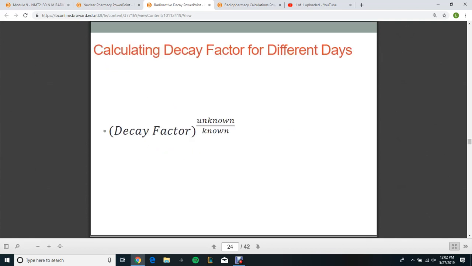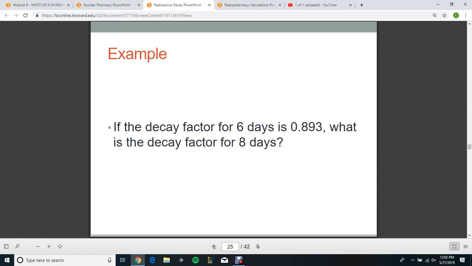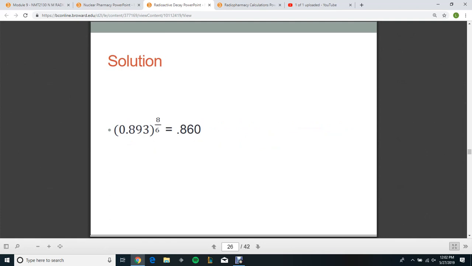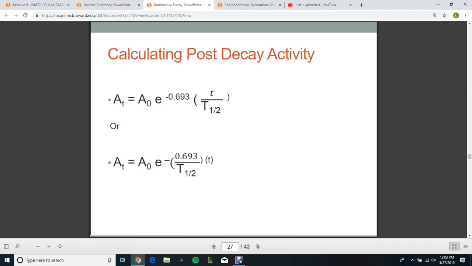Calculating decay factor for different days: decay factor of unknown over the known. If the decay factor for 6 days is 0.893, what is the decay factor for 8 days? So we have the 0.893 with the exponent of 8 divided by 6, which is equal to 0.860.